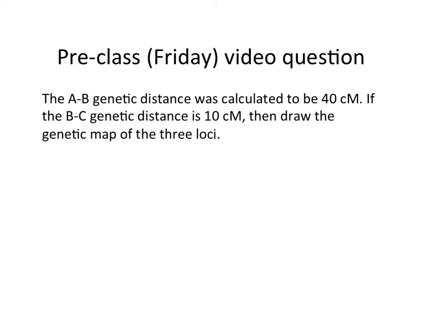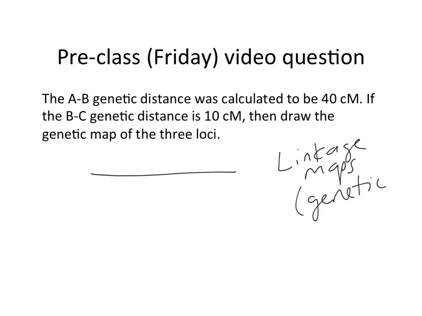And then we can draw representations of chromosomes, except we don't call them chromosomes, we call them linkage maps, or genetic maps. These are not the same as physical maps. These are representations of the locations of genes based on how much crossing over occurs between them. So we said that the distance between genes A and B in the video that you watched for simple genetic mapping was 40 centimorgans.